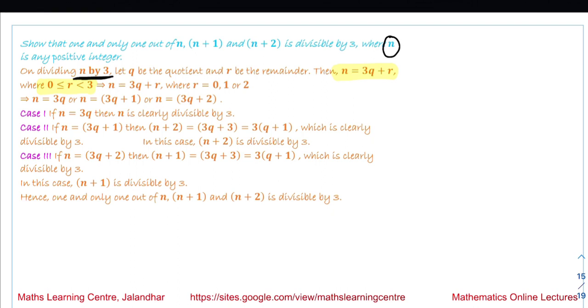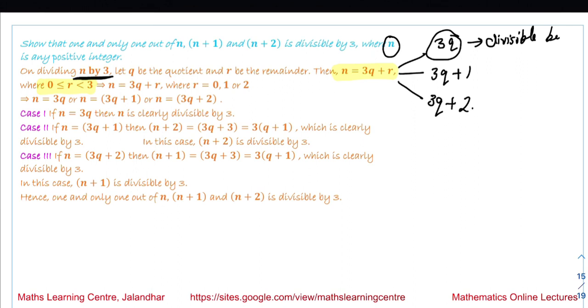It means we have 3 values of n over here. One is 3q, second is 3q plus 1 and third is 3q plus 2. We are saying n can have 3 values, 3q, 3q plus 1 and 3q plus 2. Now this number 3q, we are saying it is divisible by 3. Why? Because this 3 is there. So any number of the form 3q will be divisible by 3.